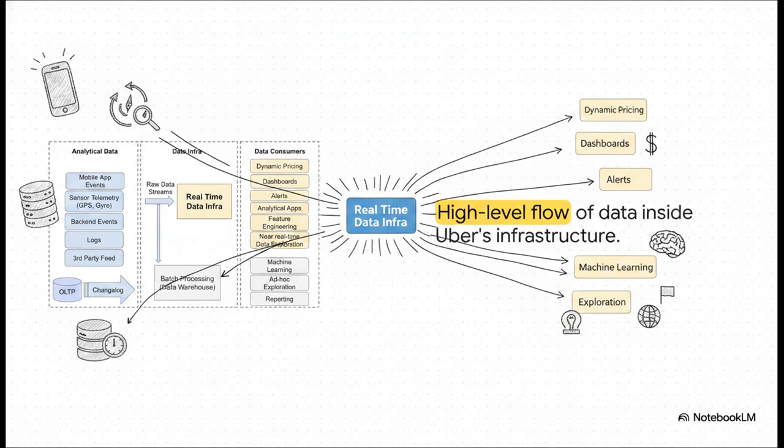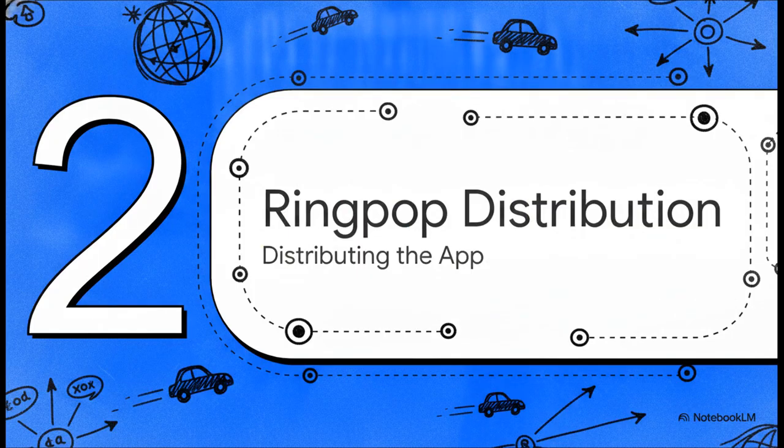And this brilliantly illustrates the sheer variety of data feeding this beast. You've got raw data streaming in from mobile app events, sensor telemetry, things like phone gyroscopes and GPS, backend events, and database logs. All of this unstructured, high-velocity data flows directly into the central real-time infrastructure. It's essentially the central nervous system that empowers everything from surge pricing to fraud detection, all in a matter of seconds. Moving on to Section 2, Ringpop, distributing the app.